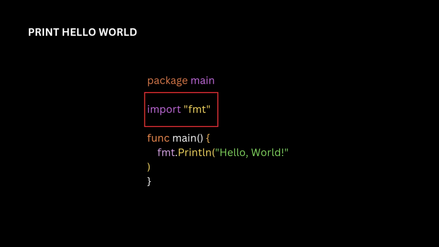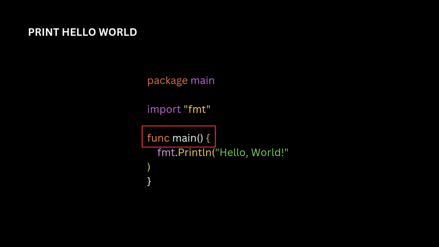Next, we have import fmt. The fmt package stands for format and provides functions for input and output. Since we want to print something on the screen, we import fmt. Then comes func main. This is the main function, and it's the first function that runs whenever we execute a Go program. Every executable Go program must have a main function.